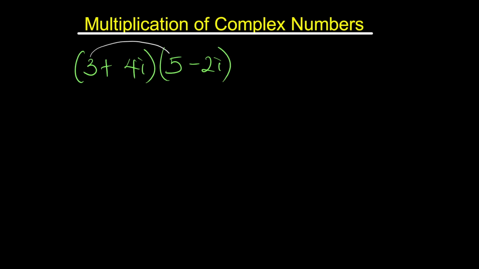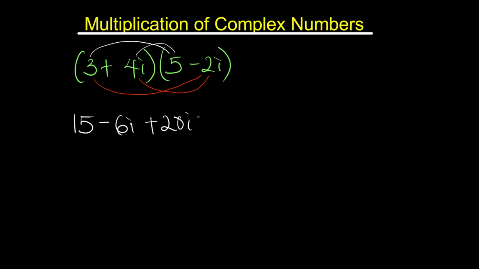Now let's go ahead and multiply 3 plus 4i times 5 minus 2i. Here, 3 is going to multiply 5 as well as negative 2i. Also, 4i is going to multiply 5 as well as negative 2i. 3 times 5 is 15. 3 times minus 2i is minus 6i. 4i times 5 is 20i. And 4i times minus 2i is negative 8i squared.